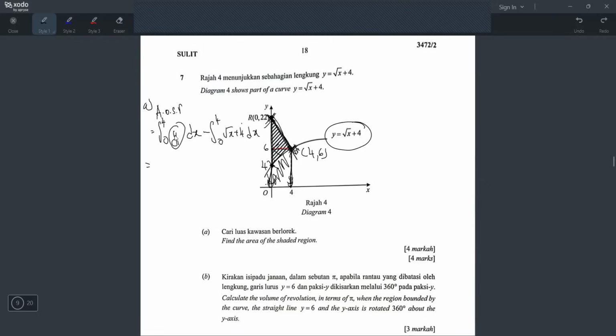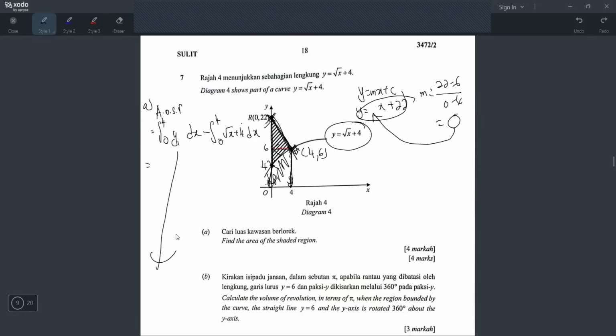But the y here is not square root x plus 4. The y here is for the equation of the straight line, and we don't have the equation of the straight line, right? So what we can do now is find the equation of the straight line. How to find? y equals mx plus c. The c I already know is 22, but the gradient I don't know, right? But the gradient we can find. Just take y minus y over x minus x, 22 minus 6 over 0 minus 4, and then put it in like this, and then integrate, and then get the answer.